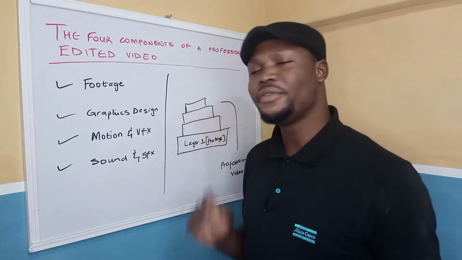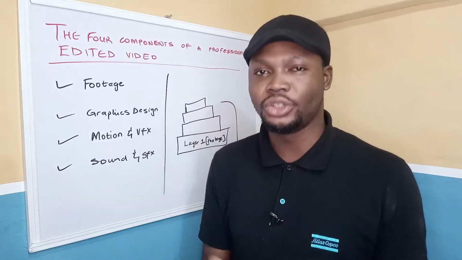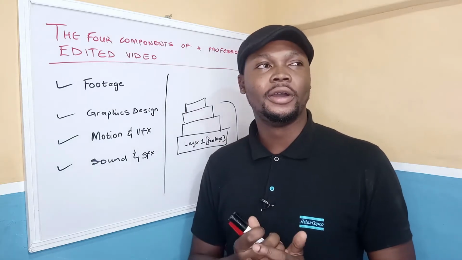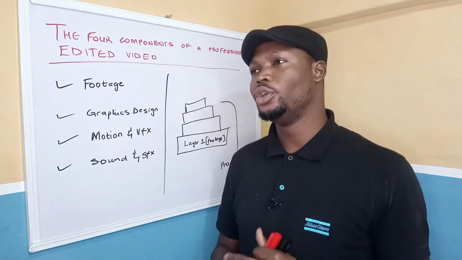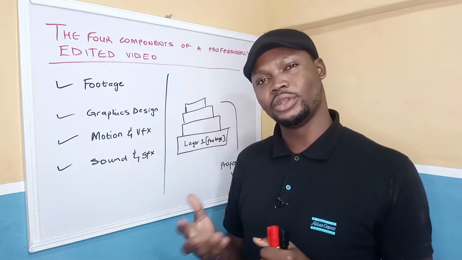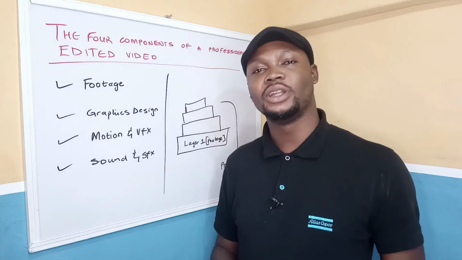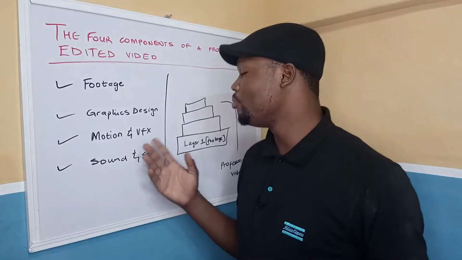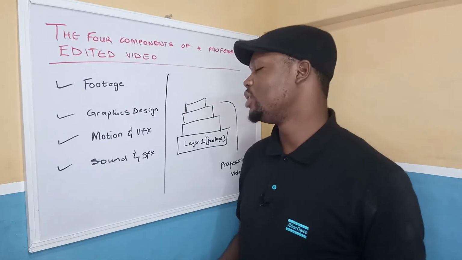Now your VFX includes the special effects you give to your videos. The glitch, different things that you put into your video to make it look more different. The blur, the Gaussian blur. You might not understand what all this means now. You will get to understand them, but I'm basically introducing you to what makes up your video, the ingredients that make up a professional video.